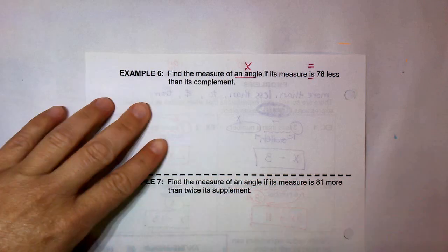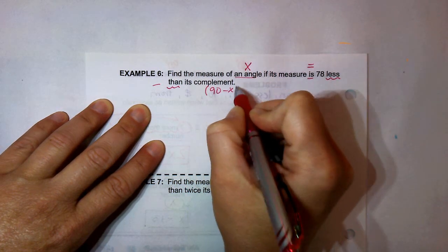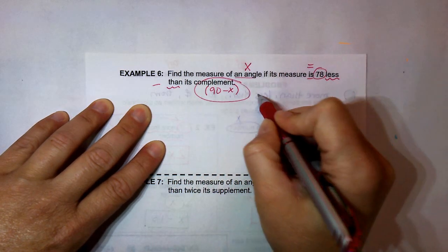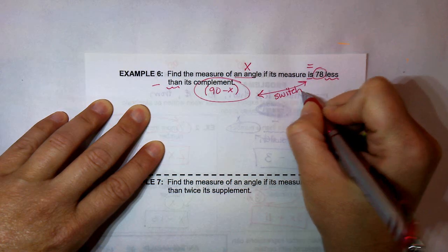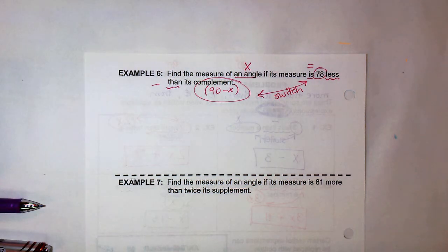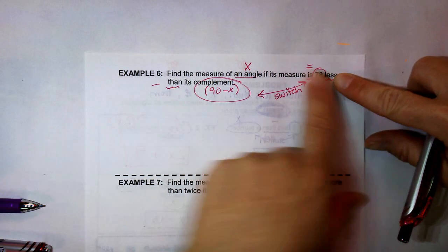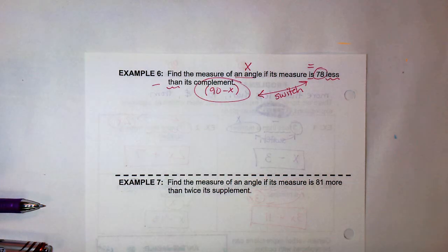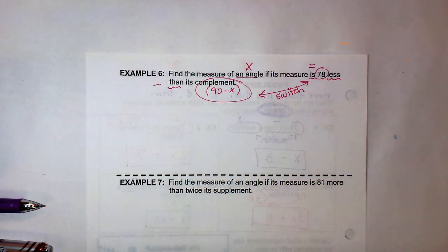Good. All right. Less than means to subtract and switch. And the complement means 90 minus x. All right, I'm switching complement and 78 because that is around the switching word. Right, so look, less than is my switching word. 78 comes before, complement comes after. So that's how I know to switch them. Right? One is in front of the word, one is behind the word, and I'm just switching them.